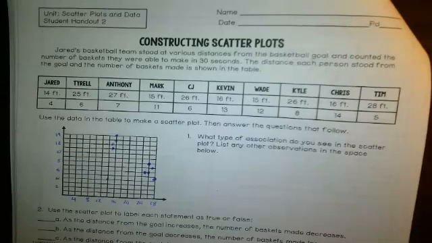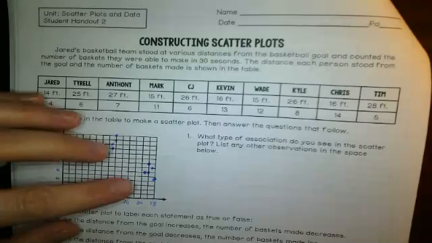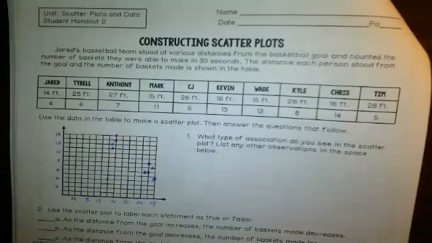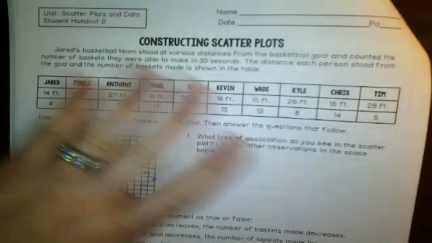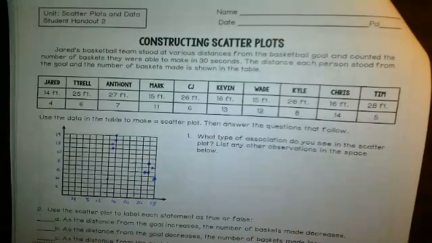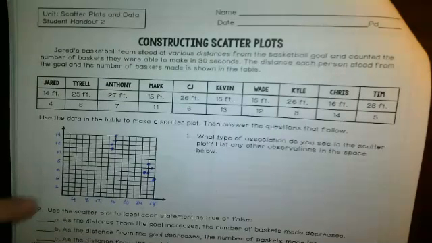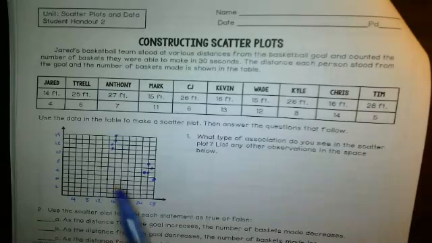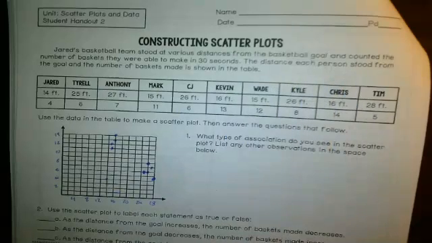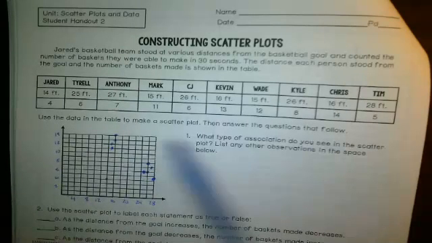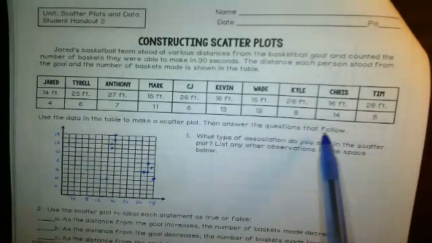So what I did for today is I had to do this graph for you because it would take too long in the video. So we're just going to skim over this first example, and then we'll do another one together on the other page. But I'm going to read to you what is happening in this graph in order for us to be able to answer the question. So Jared's basketball team stood at various distances from the basketball goal and counted the number of baskets they were able to make in 30 seconds. So that's fun. The distance each person stood from the goal and the number of baskets made is shown in the table. So what's happening is this is data that somebody collected on the teammates.